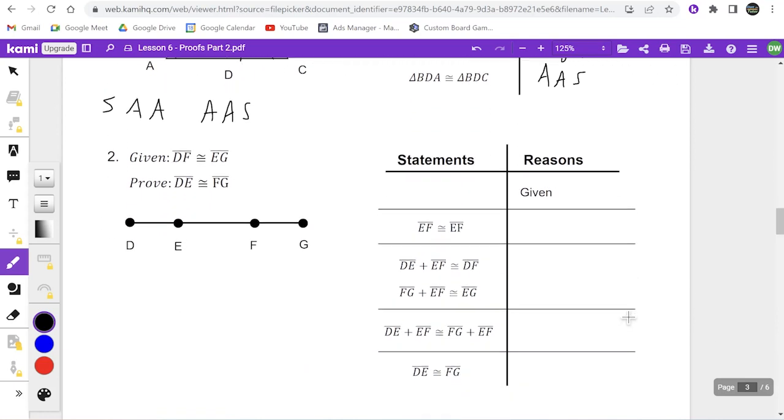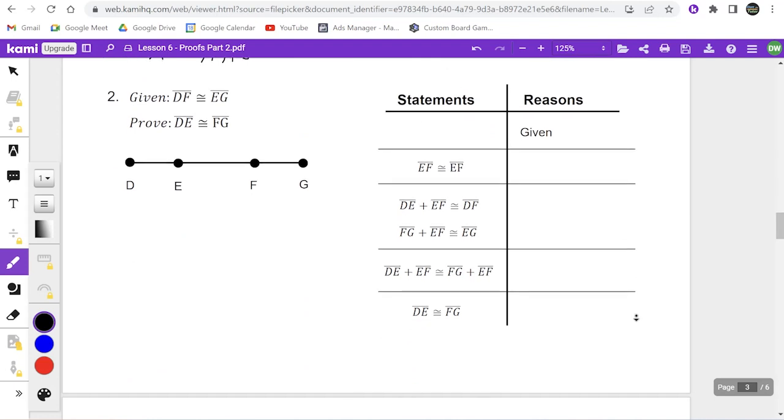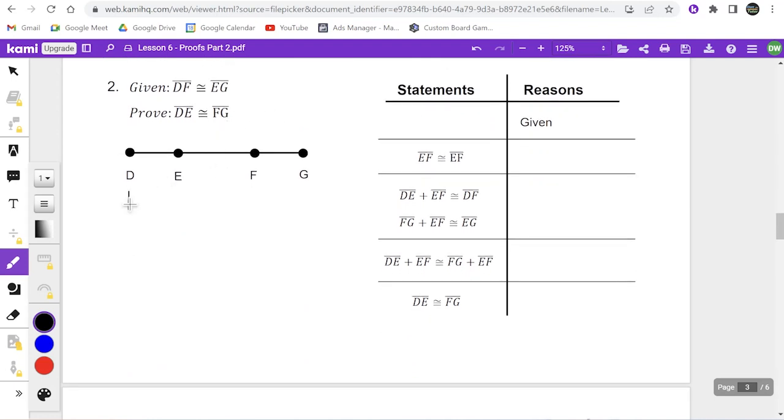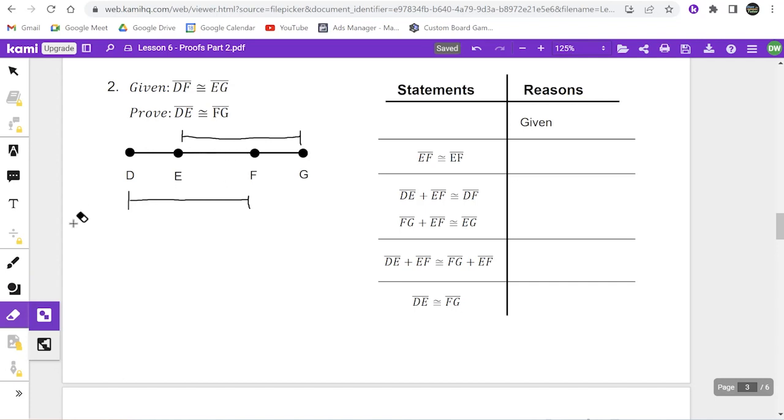Now, number 2. This one will be harder. Given that DF is congruent to EG. So DF, that's this right here, and EG is this one right here. These two things are congruent. It's kind of hard to use the tick marks to say congruent, because just think about it. If I were to put a tick mark right here, how do I know if I'm talking about EF or DF or DG? It's kind of hard with the tick marks. So whenever I have these with the line segments, I like to draw these longer lines. Now I know exactly what I'm talking about here. And then I want to prove that DE is congruent to FG, the two smaller ones at the end.